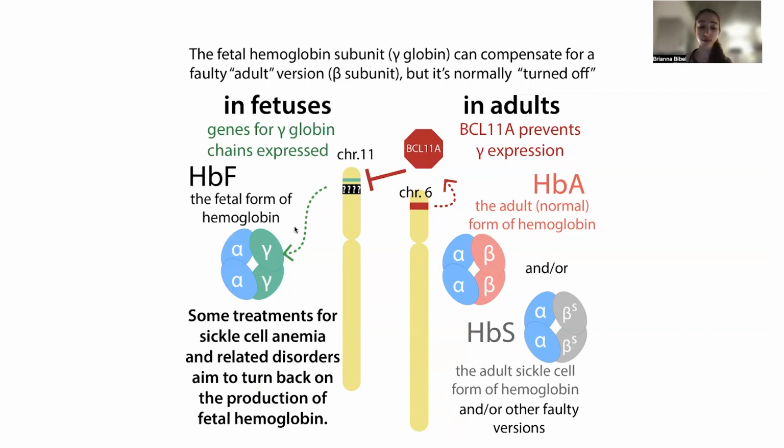And so they make this fetal form of hemoglobin. This gets turned off early after the baby's born, due to BCL11 putting a brake on it. And so there are various treatments for sickle cell anemia that are aimed at turning the brakes off with various drugs or with gene editing techniques. And so that's something to keep an eye on. Sickle cell anemia and related disorders are a big problem, and they deserve more attention and research. But that's enough on that.